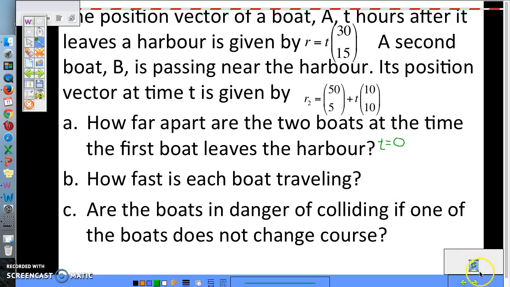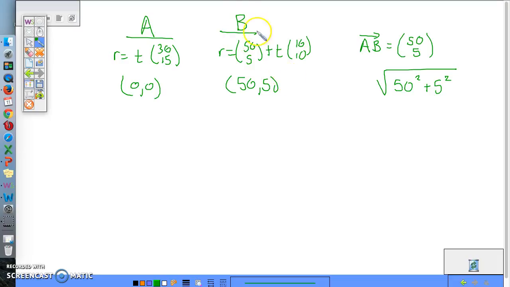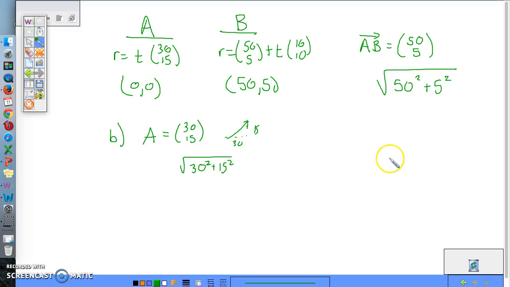How fast is each boat traveling? Well, that is our velocity vector right here. Boat A's velocity vector is 30, 15, so it's going over 30 and up 15. How do we find how fast it is? It's the magnitude: the square root of 30 squared plus 15 squared. In the second one, boat B, its velocity vector is 10, 10, so it is the square root of 10 squared plus 10 squared.